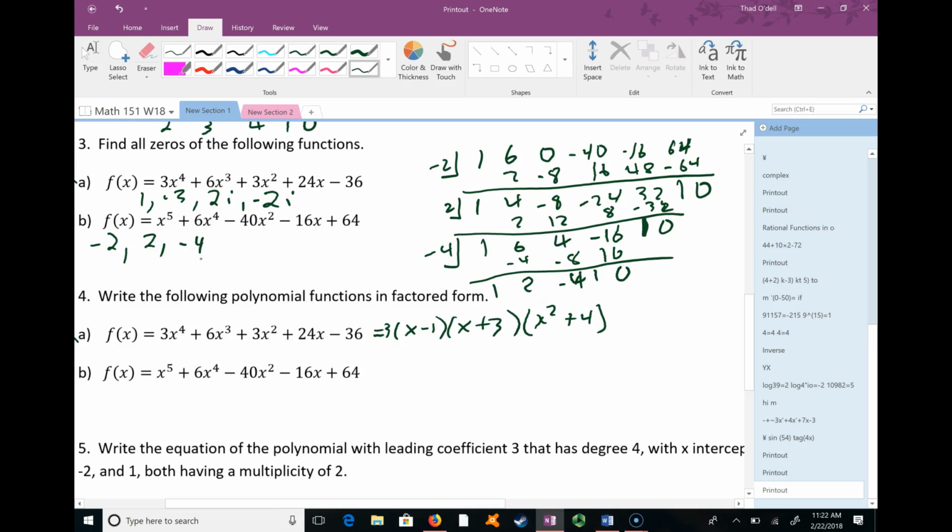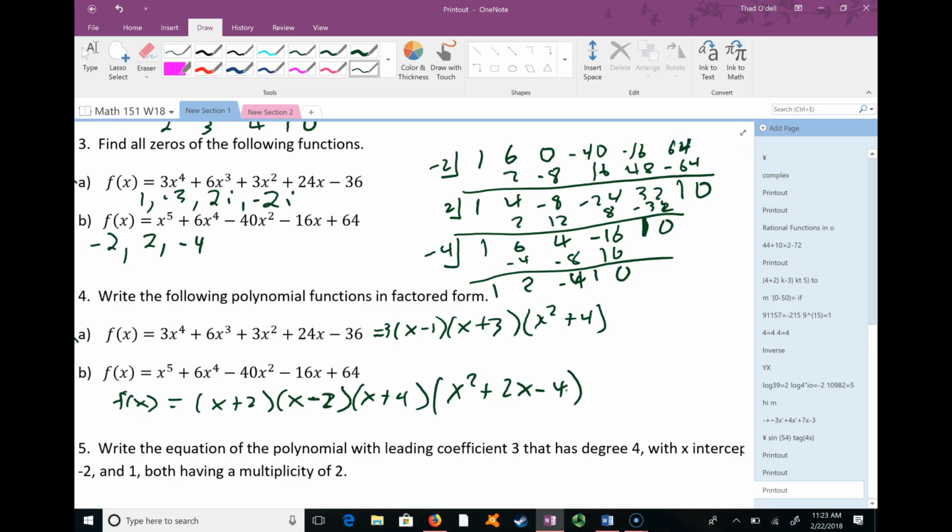And I might as well do this while I'm at it. That means that f of x, written in factored form, would be f of x equals x plus 2 because of that, x minus 2 because of that, and x plus 4 because of that. And this leftover bit here, x squared plus 2x minus 4. We write the unfactorable quadratic there because that's as far as we can factor it. So that'd be the right answer for 4b.